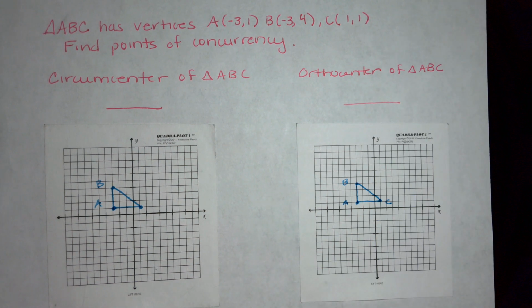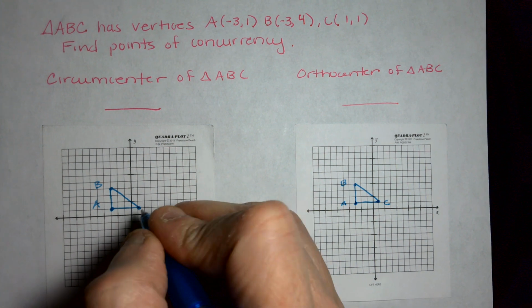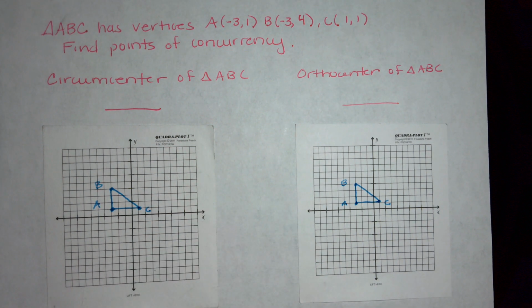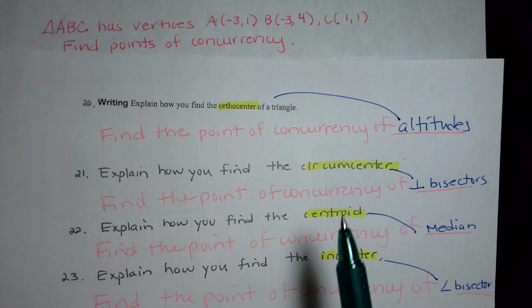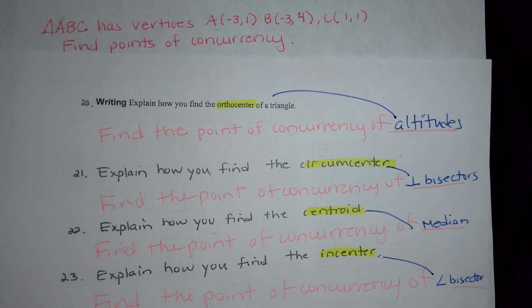All right, so there are those. Now we've got to do the points of concurrency. So what was the circumcenter? Who can remember what the circumcenter was? We went back to here. The circumcenter was the perpendicular bisectors.